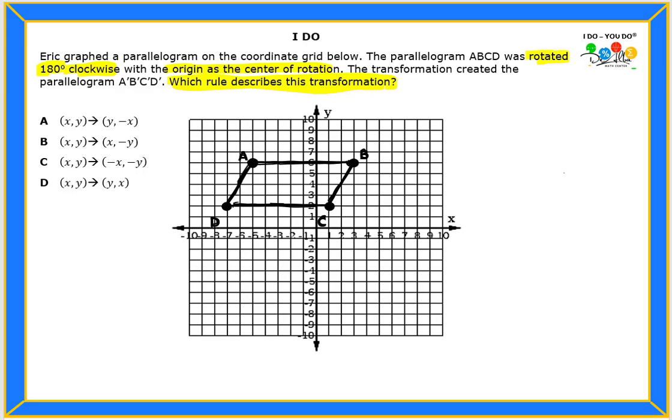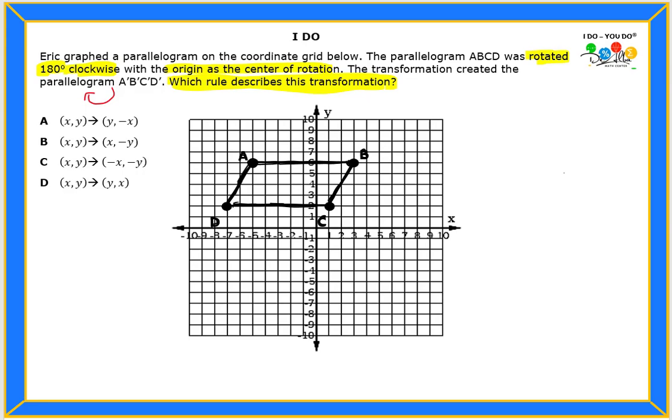Okay, so what does that mean? Well, first of all, let's see what it means by clockwise. Think about a clock, right? The clock rotates in an order that is called clockwise. That means it's going to go something like this. Okay, that's clockwise, right? And it's going to go 180 degrees.